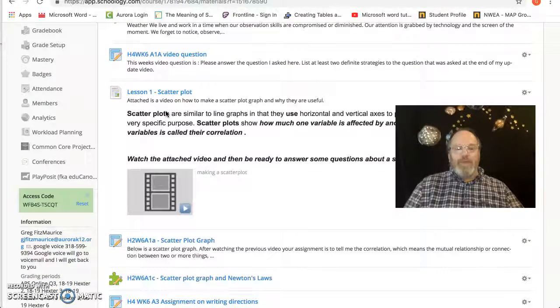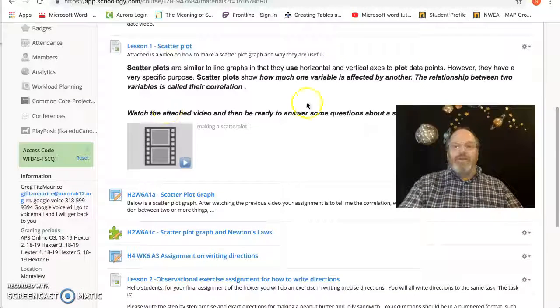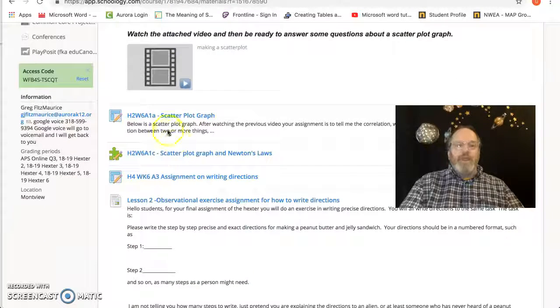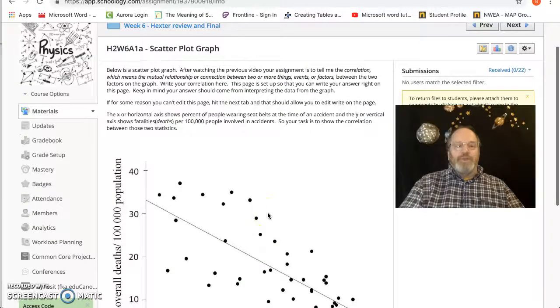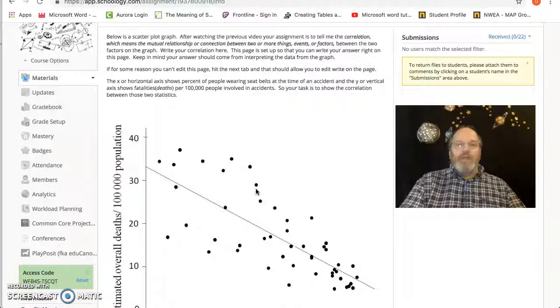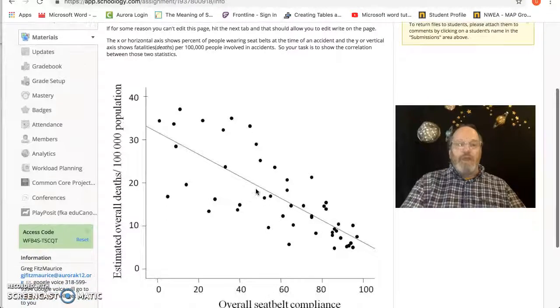Then for our final, we're going to be talking about scatter plot graphs and directions. So the brief explanation here, there's a video to help you explain about scatter plot graphs. And then there's an assignment. And I'm not asking you to make a scatter plot graph at this point, just to get used to it, and you will be making one next Hexter. But scatter plot graphs are graphs that are very effective for looking at the correlation between two things. So how they are cause and effect, how they are related to each other.